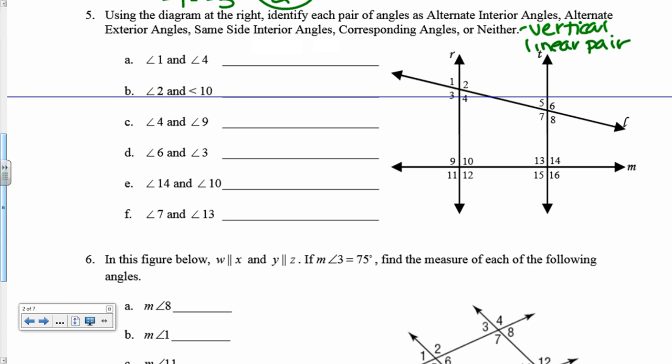1 and 4. Since they share a vertex, but they're not adjacent, these are vertical angles. They make the bow tie. I'll draw my bow tie in. 2 and 10. So these are on the same side of the transversal. They're both on top of the line, so these are corresponding.